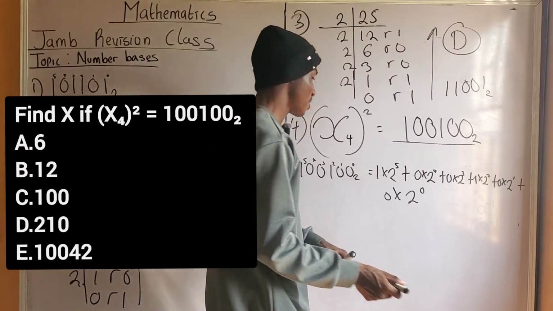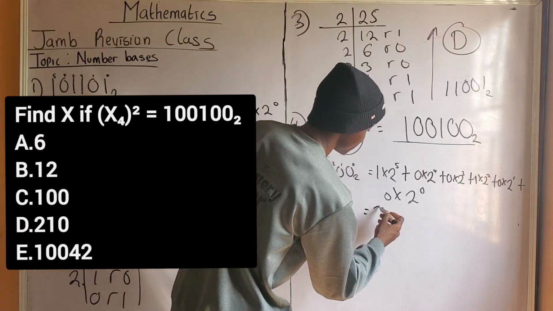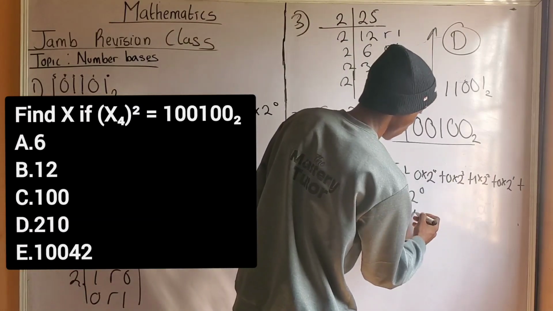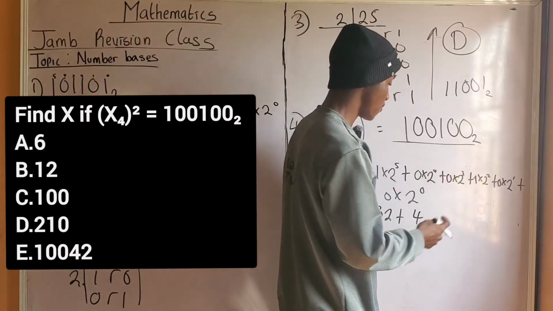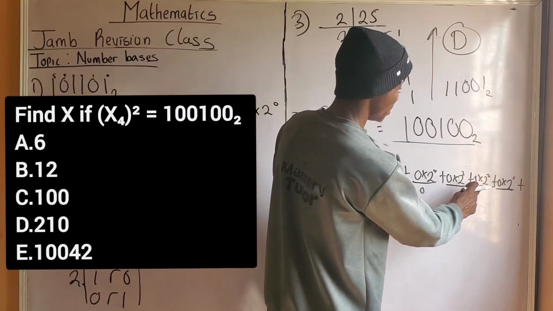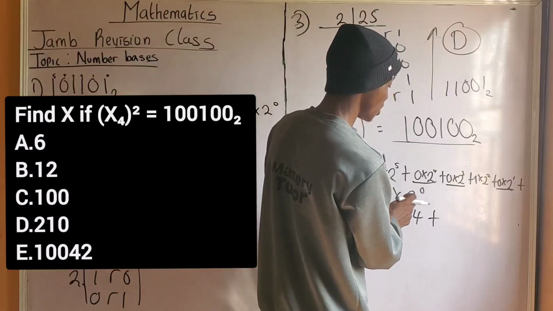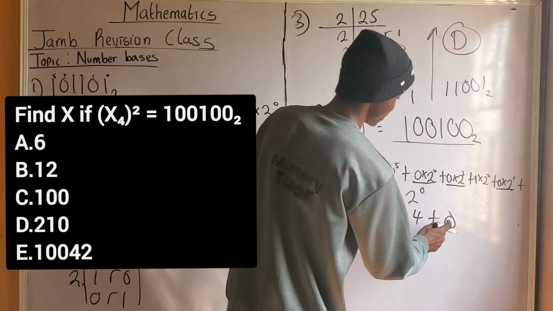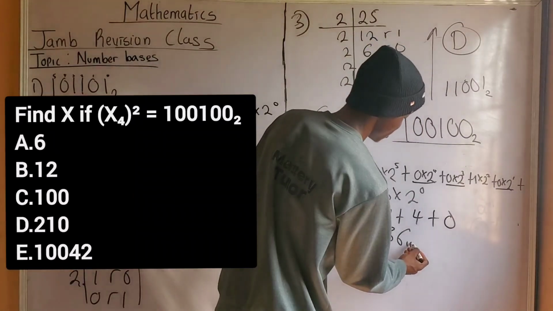Okay, so now we have 1 times 2 to the power of 5. This will give me 32, right? Plus 0, 0, 4. Because 1 times 2 to the power of 2 will give me 4, right? All this one will give me 0. So this is 4 plus 0; this will give me 0 as well. So 32 plus 4, that is 36. So here will give me 36 base 10, right?